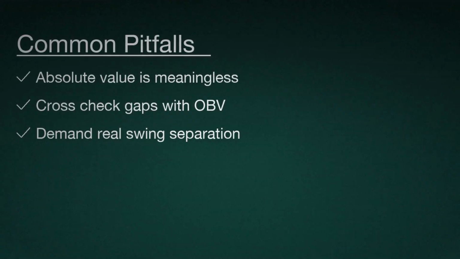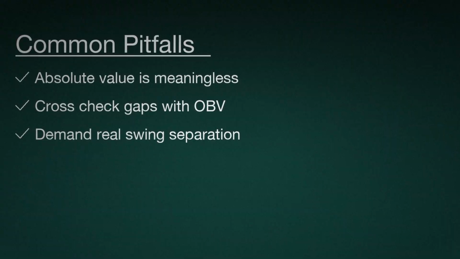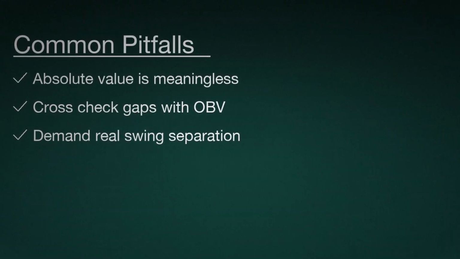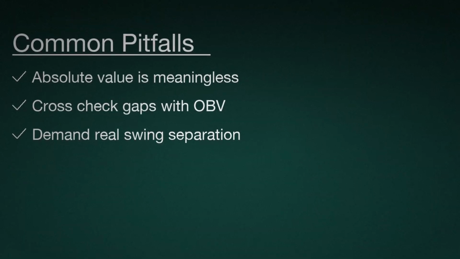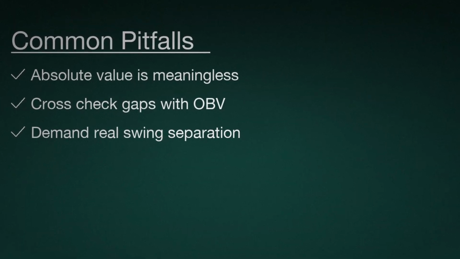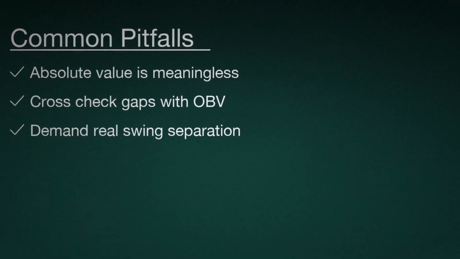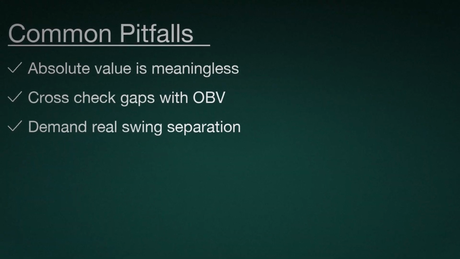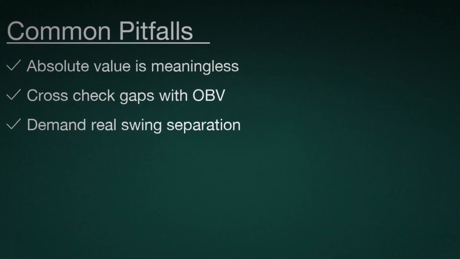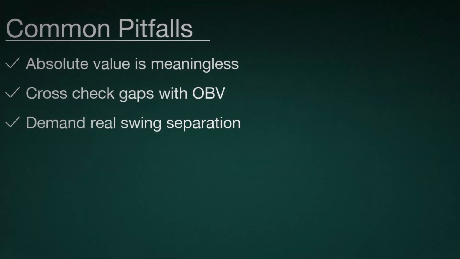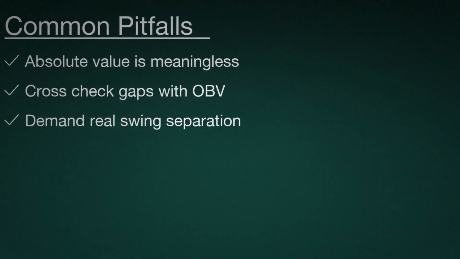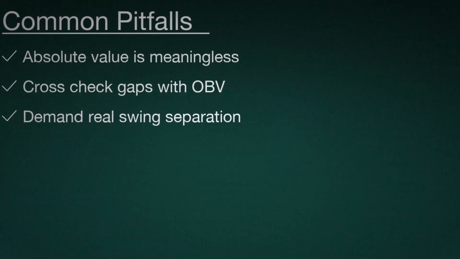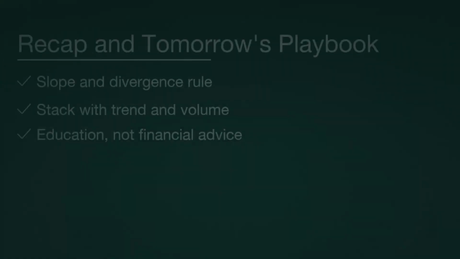3 traps to avoid. First, anchoring on the absolute value. The line's starting point depends on when your chart loads, so only slope and relative highs and lows matter. Second, ignoring the gap blind spot. After earnings gaps, sanity check with on balance volume, which does respect gaps. Third, forcing divergences. A 2-day divergence on a 5-minute chart is noise. Use divergences on swings that have at least 10 to 20 bars of separation, and ideally on daily or higher timeframes for position trades.